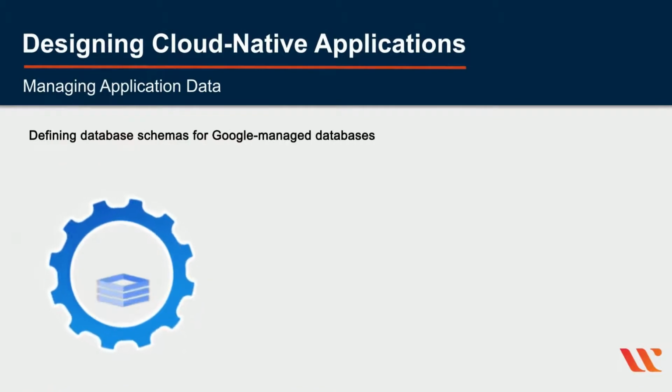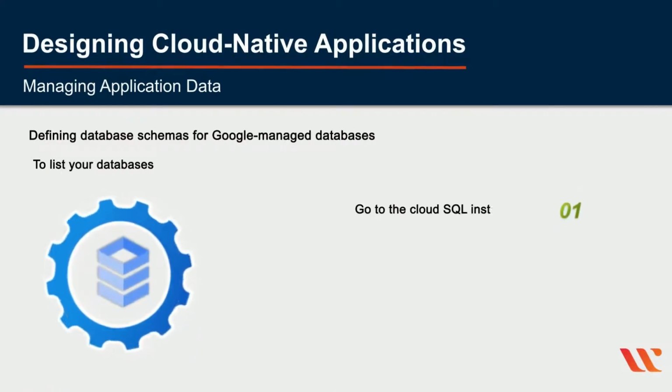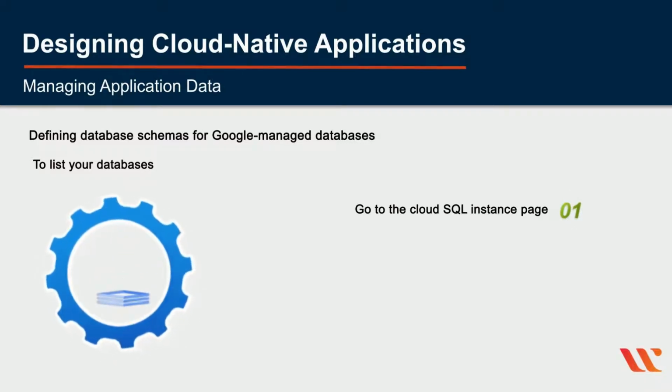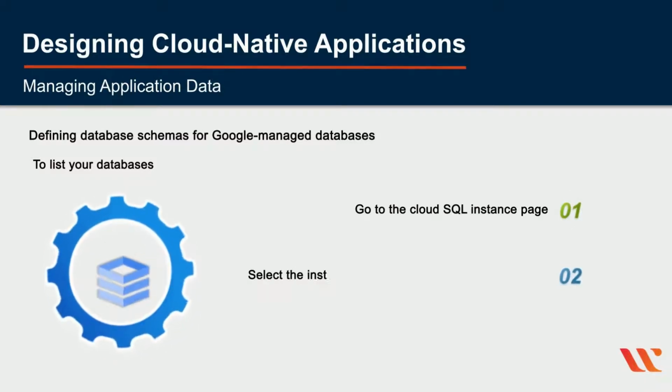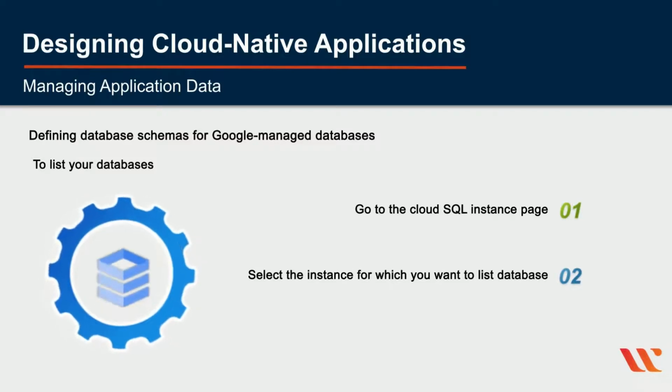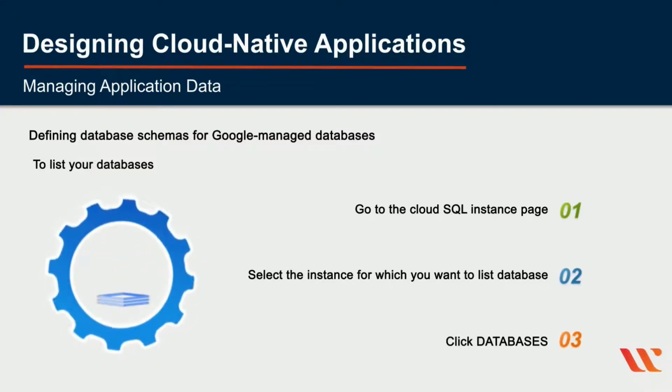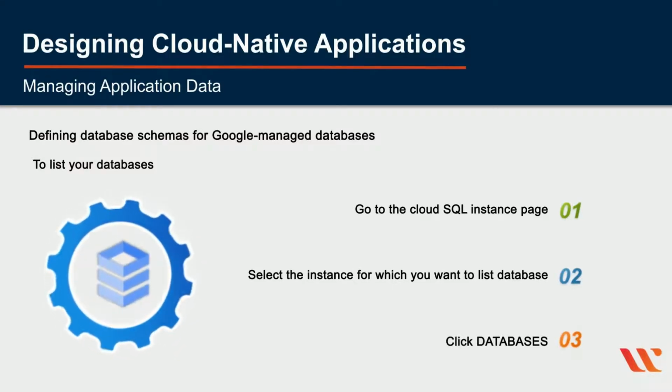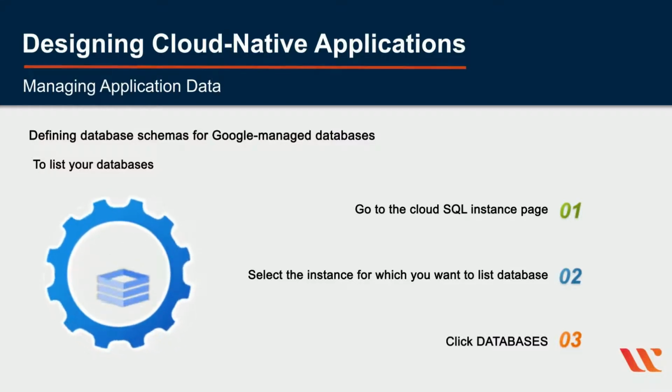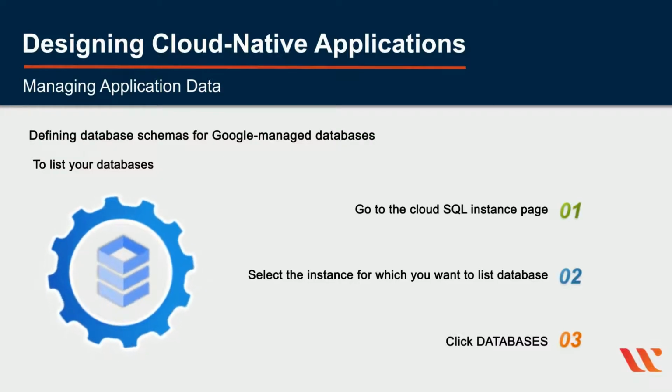Let's look at the steps to list your databases. First, go to the Cloud SQL instances page in the Google Cloud Console. Then select the instance for which you want to list the databases. Now click Databases. A newly created instance has three system databases by default: Information Schema, MySQL, and Performance Schema.